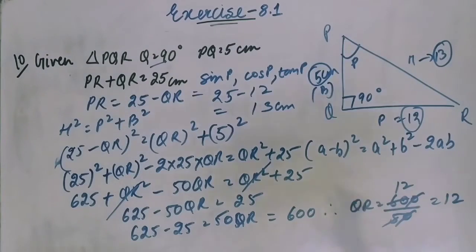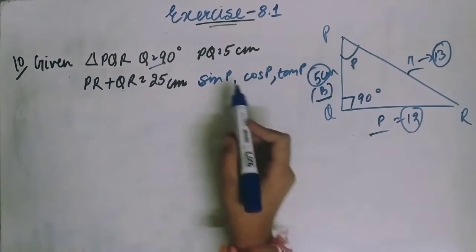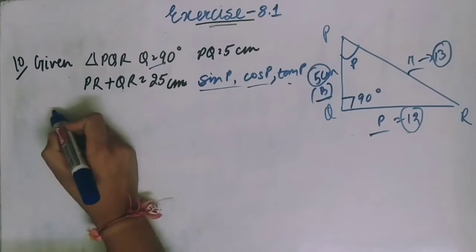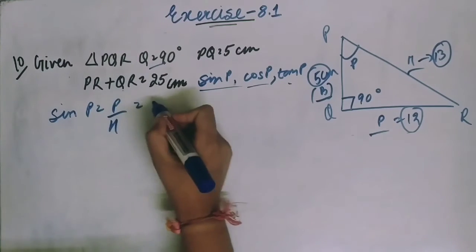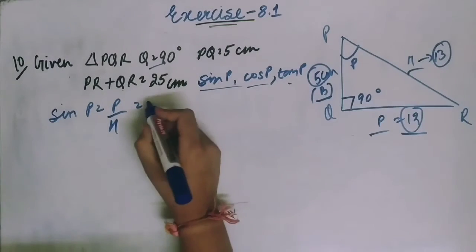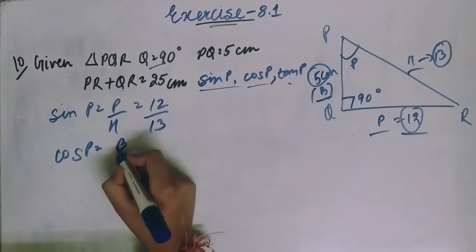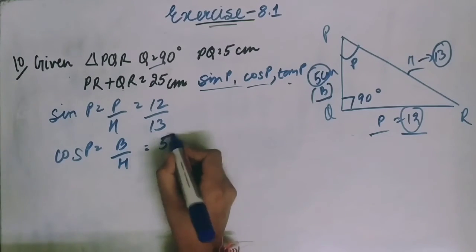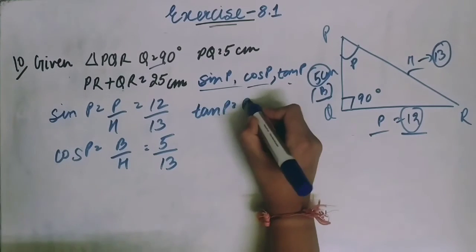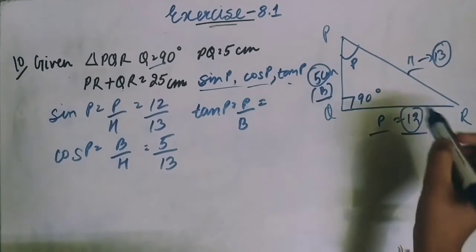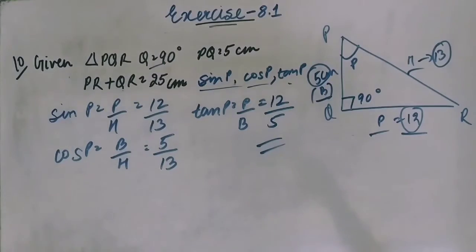Now let's substitute the values. So now we have all the values: base, perpendicular, and hypotenuse. Now let's take out sin P, cos P, and tan P. So sin P will be perpendicular upon hypotenuse. Perpendicular is 12 and hypotenuse is 13. So 12 upon 13. Then we have cos P. Cos P is base upon hypotenuse. Base is 5 and hypotenuse is 13. Then we have tan P. Tan P is perpendicular upon base. So our perpendicular is 12 and base is 5. So these are our answers.